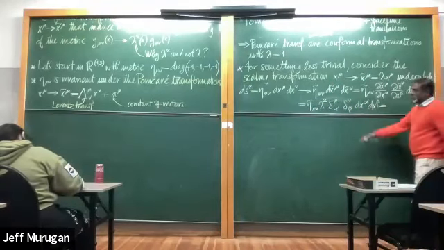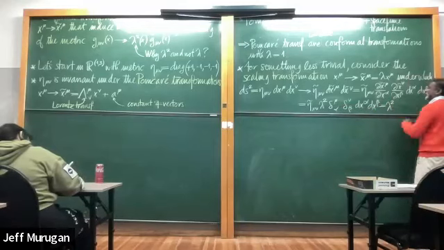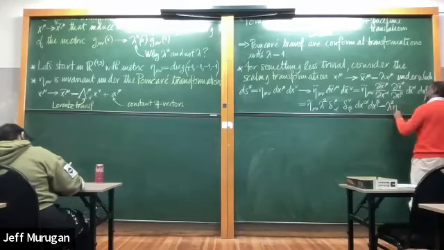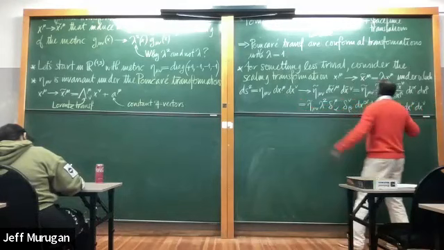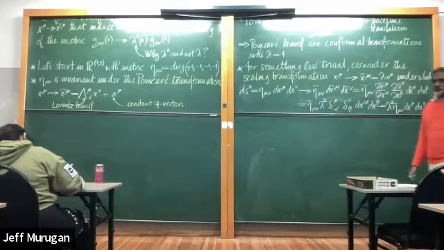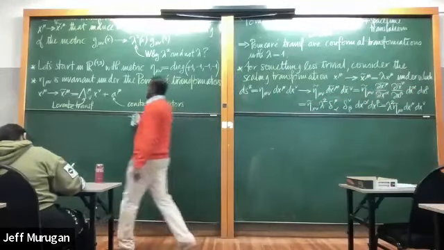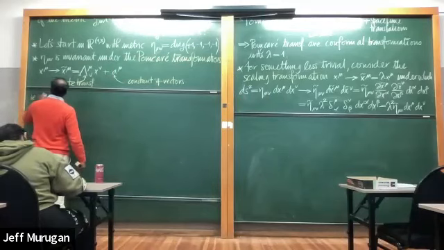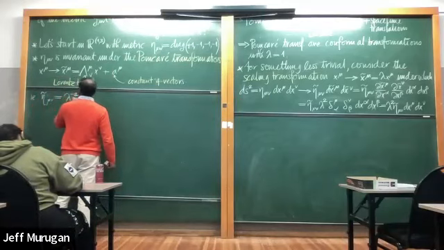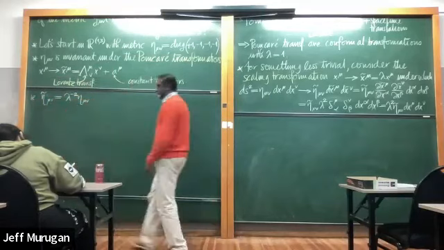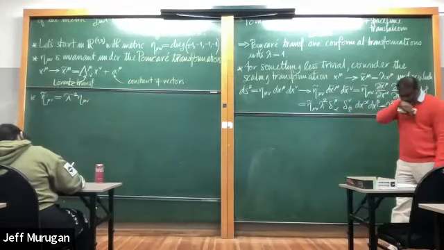which is just lambda squared times eta tilde mu nu, dx mu, dx nu. In other words, comparing this one and this, eta tilde is lambda to the minus 2 times eta, where this lambda is a constant.